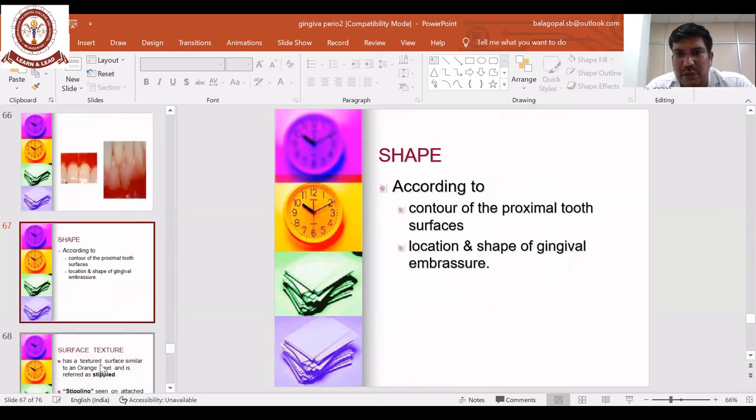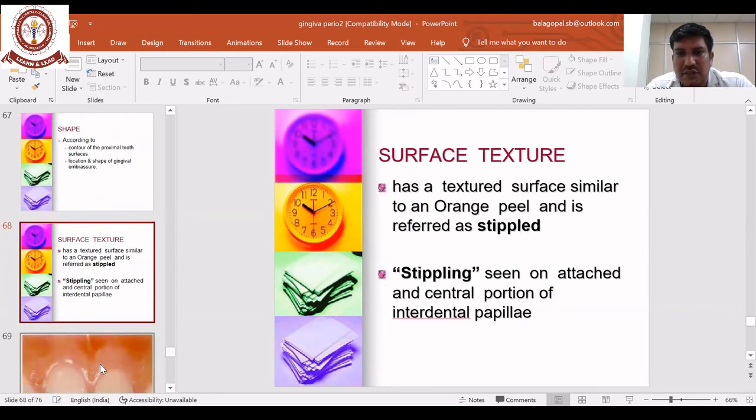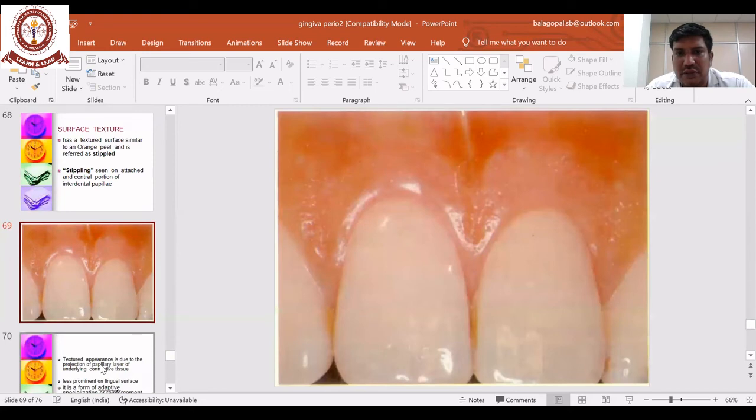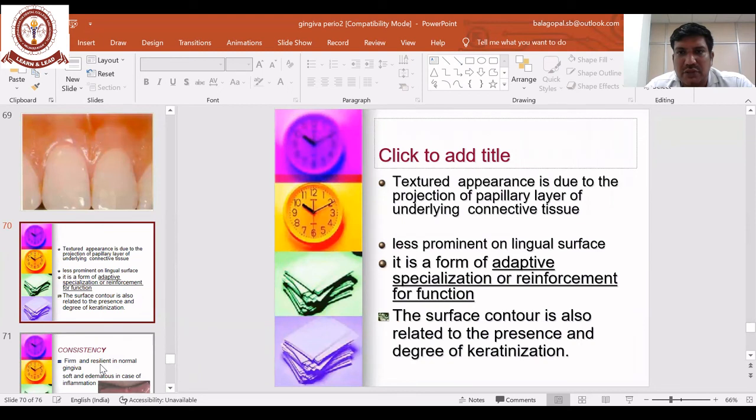Next is shape. Shape depends on the contour of the proximal tooth surface and the location and shape of the gingival embrasure. Surface texture, an important thing: the gingiva has a textured surface similar to an orange peel, which is referred to as stippling. Stippling is seen on the attached gingiva and the central portion of the interdental papilla. In this picture we can appreciate the stippling. This textured appearance is due to the projection of the papillary layer of the underlying connective tissue, and is less prominent on the lingual surface. It is a form of adaptive specialization or reinforcement for function.